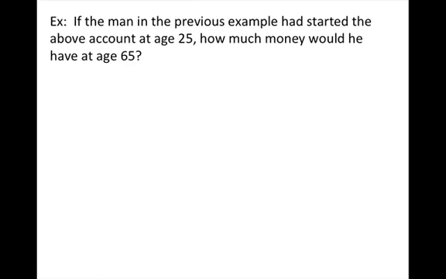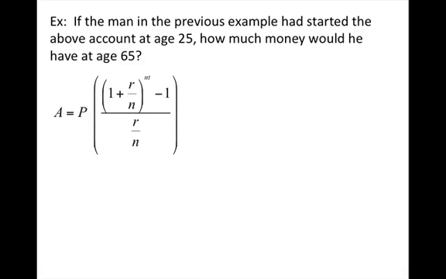Well, in the next example, let's suppose the man from the previous example had started the above account 10 years earlier. This time he's making those deposits for an additional 10 years. So I'm going to use the same formula. My A is still what I'm looking for. He's still depositing $2,000. The interest rate is still 5.5%. If I divide that by 100, I get the 0.055.